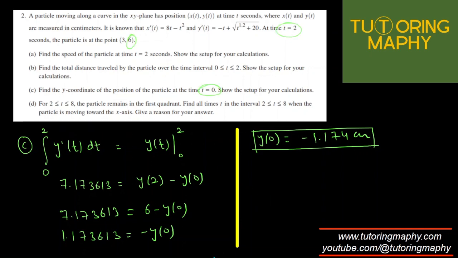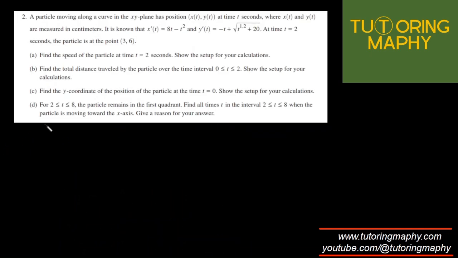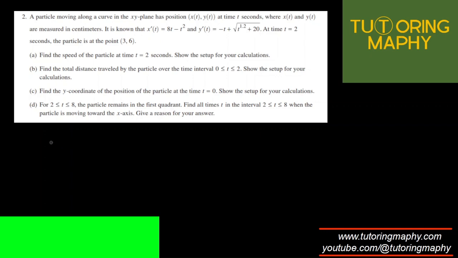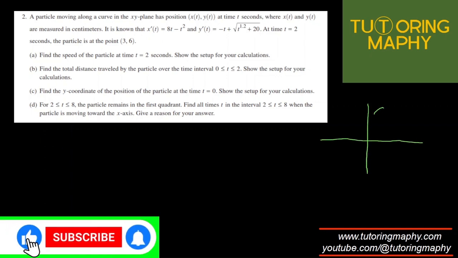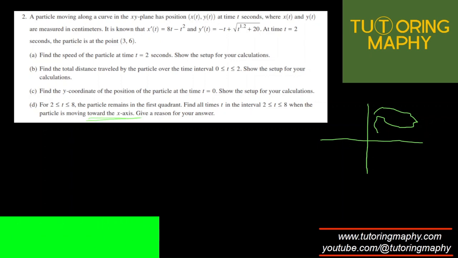Let's move to the last part, which says that between 2 and 8, the particle remains in the first quadrant. Find all the times t in the interval 2 to 8 when the particle is moving towards the x-axis. All right, so we know that the particle remains in the first quadrant, right? So the first quadrant is obviously somewhere over here. This is where the particle is moving between 2 to 8. And they are asking for all the times when the particle is moving towards the x-axis.